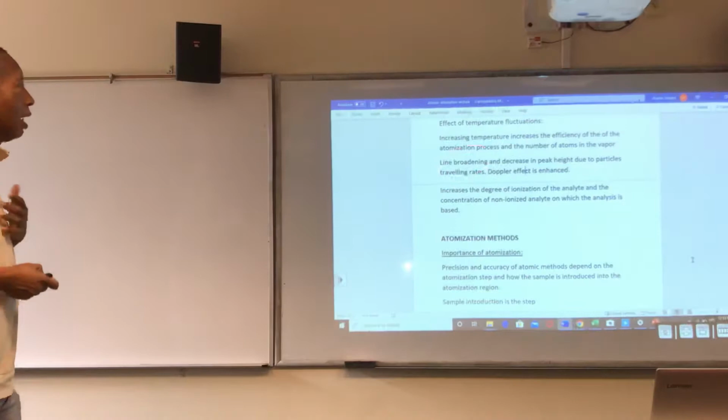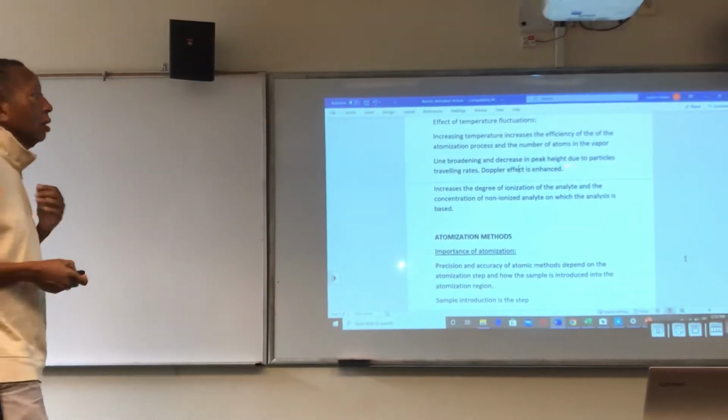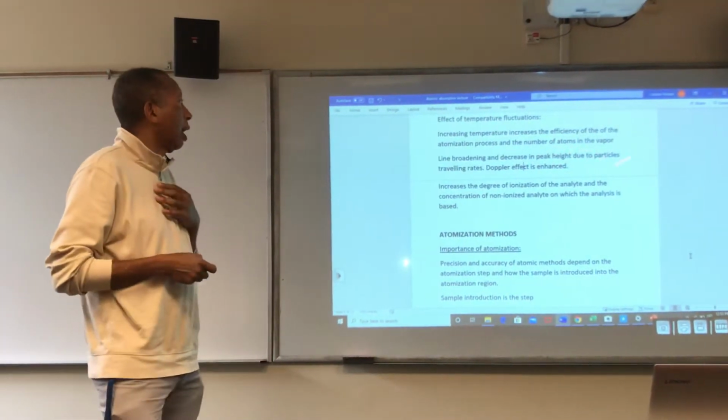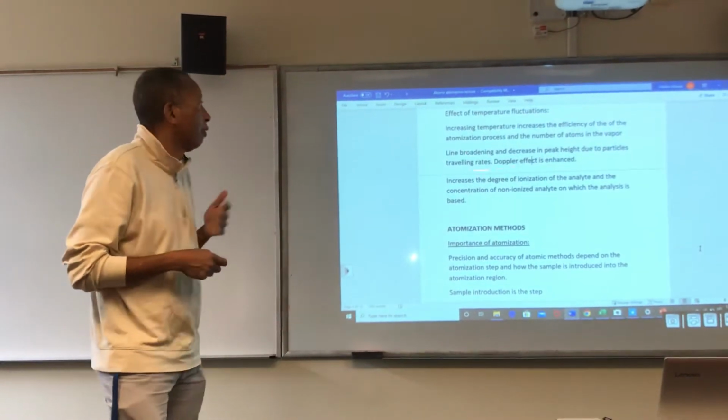All right, we get line broadening. And we can have a decrease in peak height due to the particles traveling at different rates.